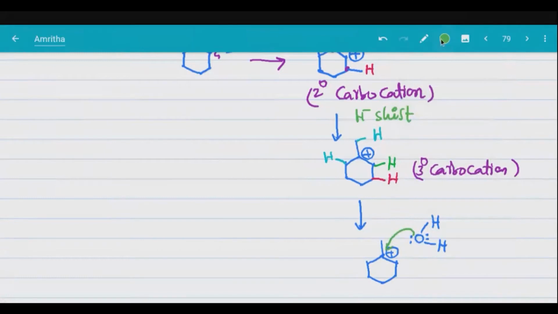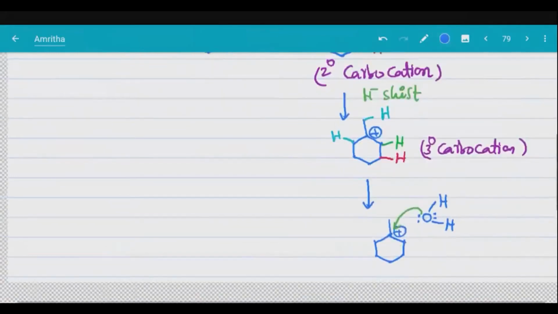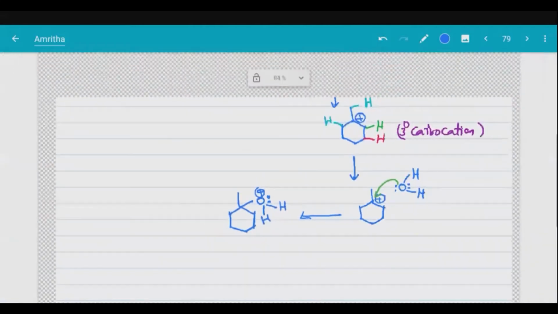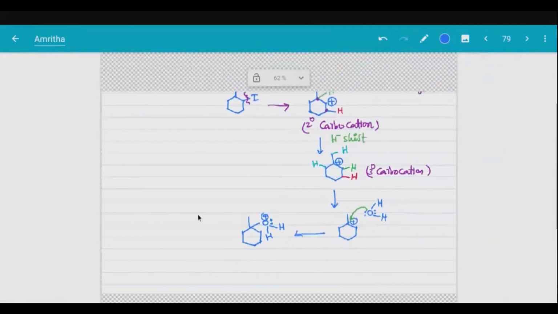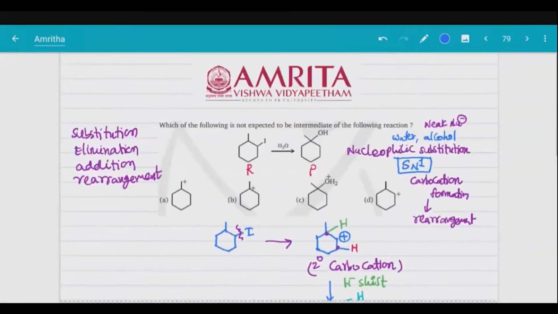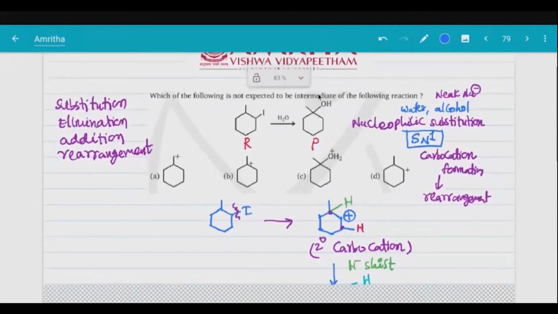Okay, so now what you'll get, this is donating electrons. O plus, one electron pair is donated, and there is hydrogen and hydrogen. Okay, fine. So look at all those intermediates. Now which is the correct option? Which is not formed in the reaction, which is not expected.